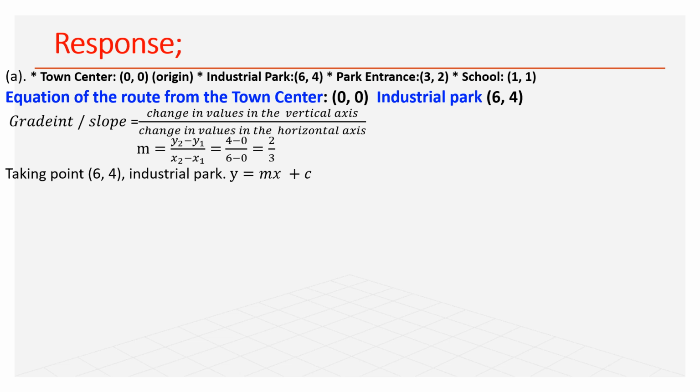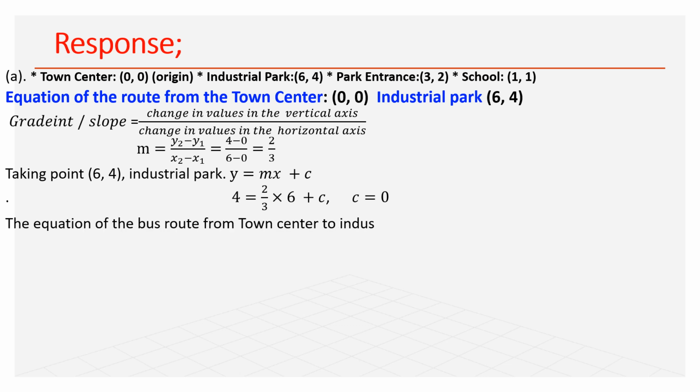You get that. So if I pick any point on these two locations, I can take (6,4), another person can also take (0,0), we shall get the same answer. So taking (6,4), I get the industrial park. Equation of the straight line from the town center to the industrial park as y = mx + c. Substituting, remember we agreed from this coordinate you're taking, you have to pick x and y, and I'm solving for c. Ideally everything crosses and I get c as 0. The equation of the bus route, therefore, from town center to the industrial park, will be given as y = 2/3 x, and that is 3y = 2x.